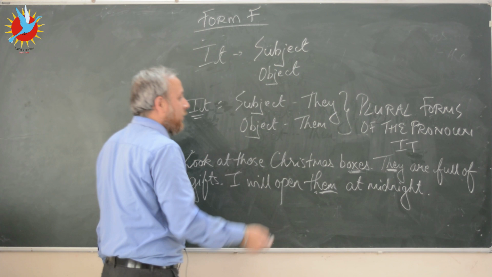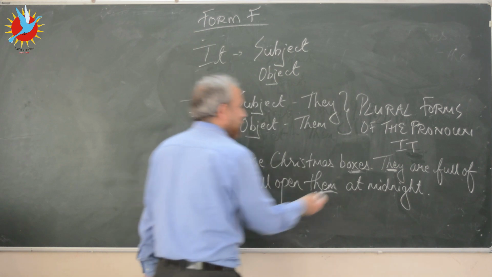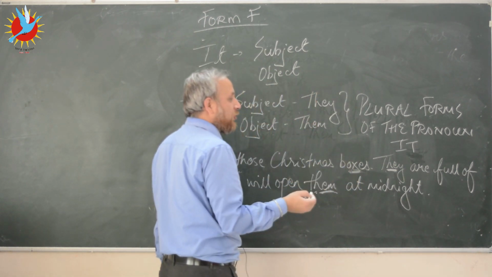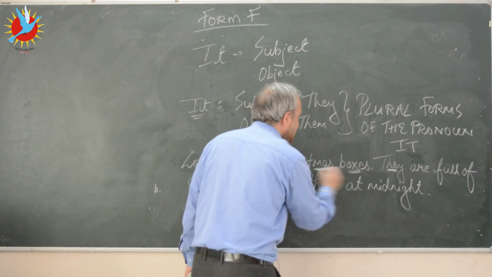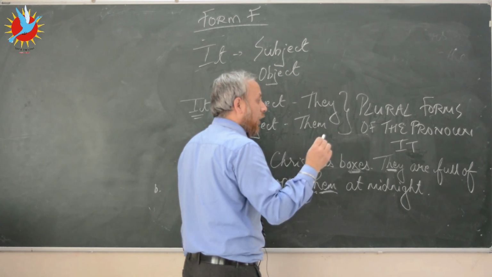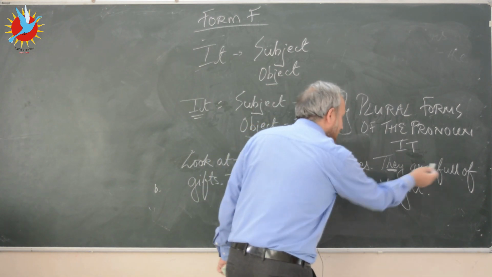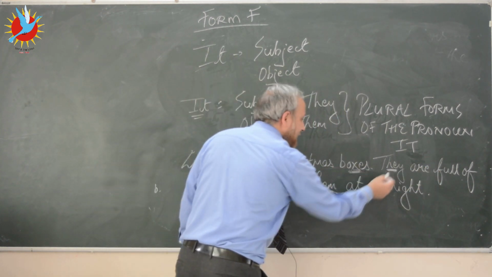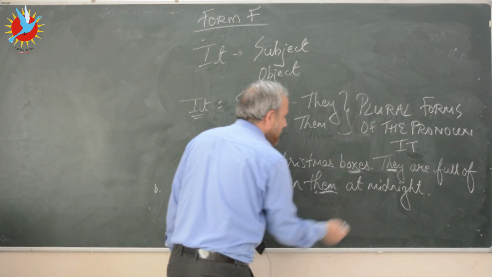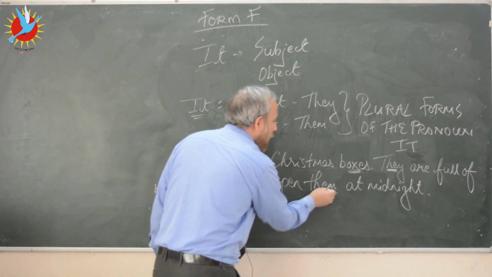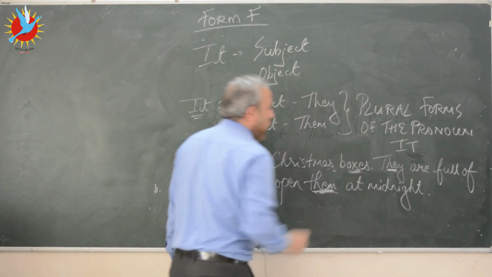So look at those Christmas boxes. You can't say it are full of gifts. Since boxes is a plural noun, we have to use the plural form of it. So in place of the noun Christmas boxes, which pronoun have I used? I've used the plural form of the pronoun it. They are full of gifts, and they is in the subject position, and I will open them at midnight. Them is the plural form of it used in place of Christmas boxes.